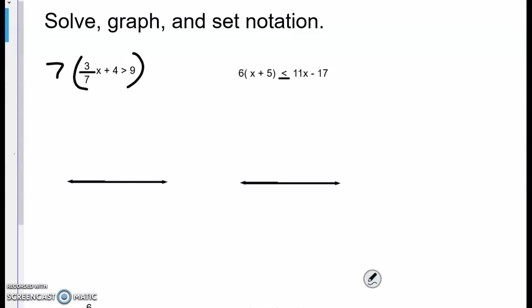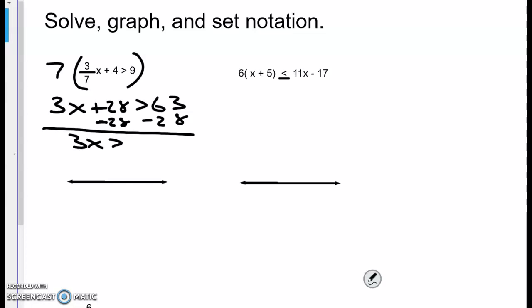7 divided by 7 is 1, and we're left with 3x. The 7's cancel. The common mistake is people want to put plus 4 is greater than 9. You have to distribute the 7 to all three terms. So plus 28 is greater than 63. And now I'm solving the algebra. We subtract 28 on both sides.